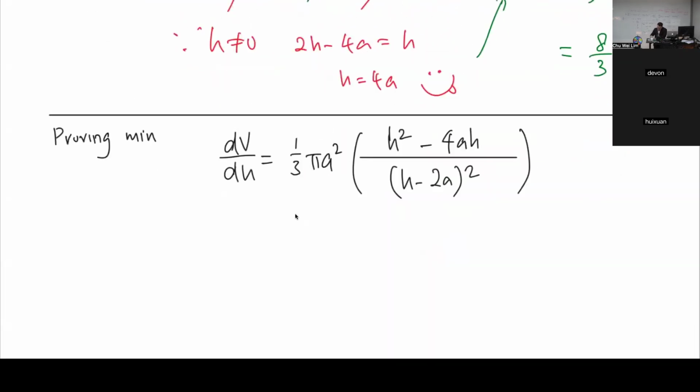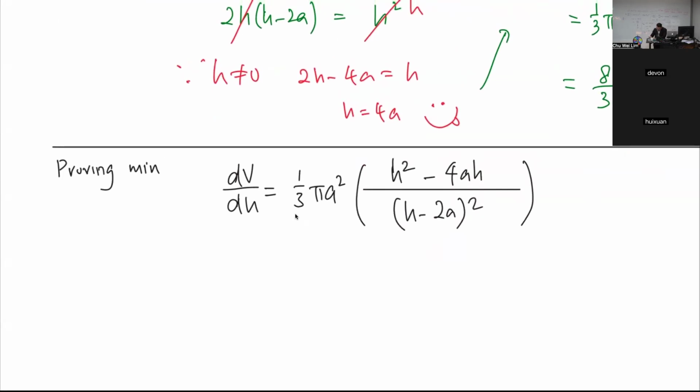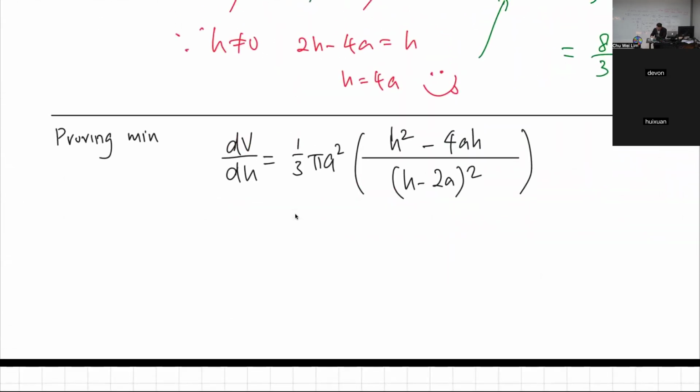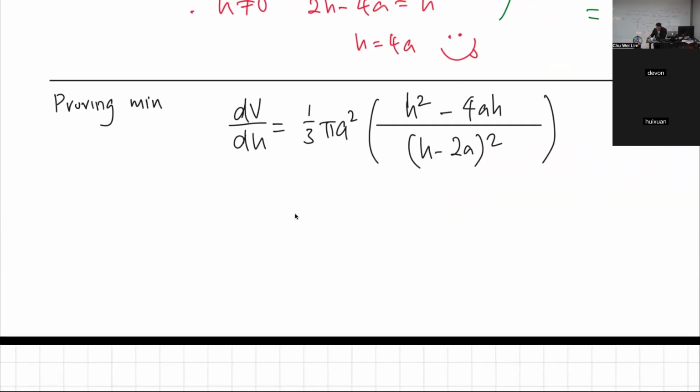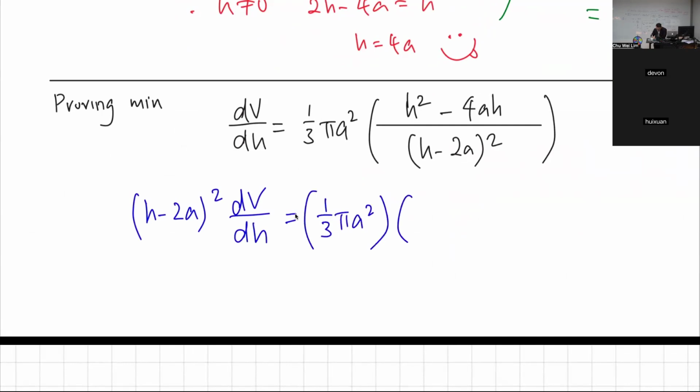Now from here, to prove that it is a minimum, I will differentiate again. I would not differentiate this expression directly. Obviously, I will differentiate this one. I think this is easier to differentiate. If you differentiate the other one, you can get the answer also.